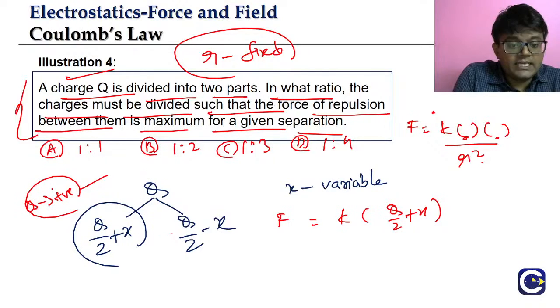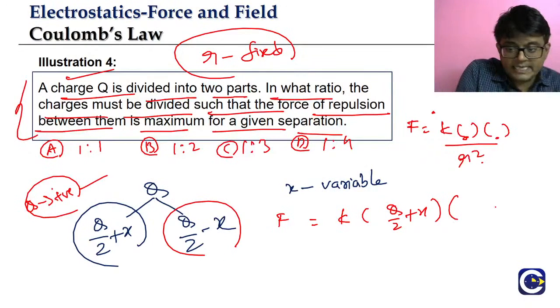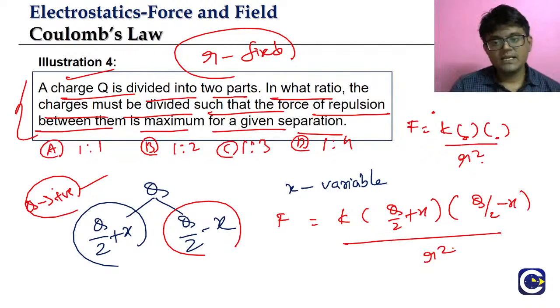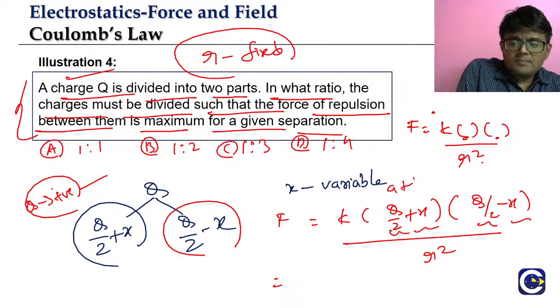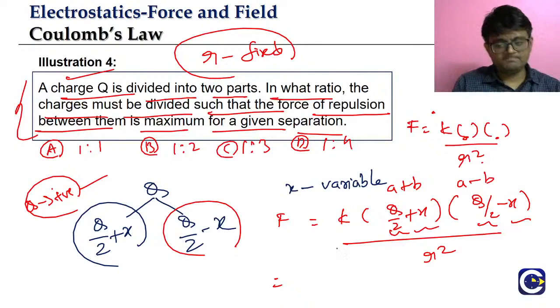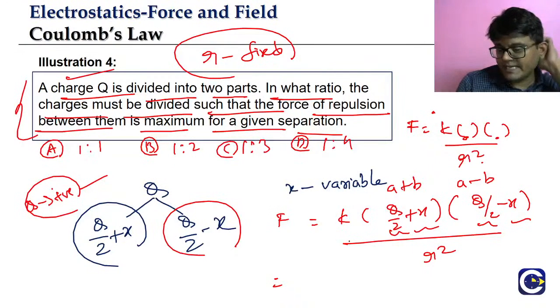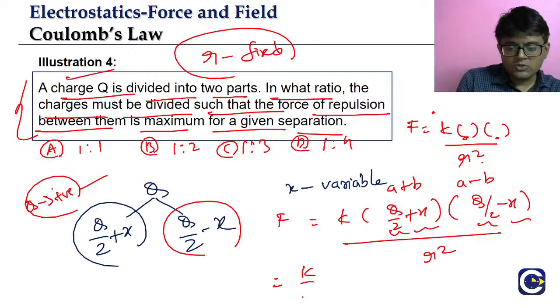Okay, இங்க பாருங்க, first charge value என்னது? Q by 2 plus X. அதுக்கு தான் நம்ம அந்த modulus எடுக்கலாம். Okay, so why we have taken the modulus out? Because anyway the charge is positive. அதுக்கப்புறம் what is the second charge value? Q by 2 minus X, divided by R square. So இது எப்படி இருக்கு பாருங்க. How is it? A plus B into A minus B. Is it like A plus B into A minus B? Correct only, no?